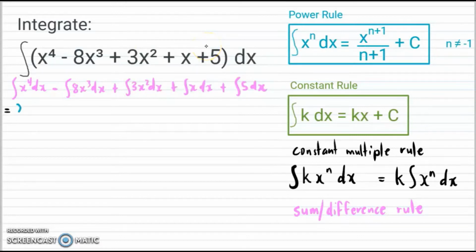So it will be x raised to 4 plus 1 over 4 plus 1. And we're supposed to write plus c, right? But since every integral here will have a plus c, we'll just put that plus c at the end. Because after all, if you combine all the c's, it will still be a constant. Okay, so let's proceed to the second one.